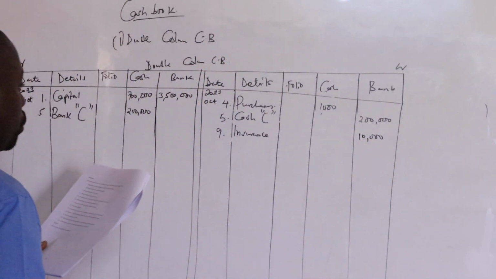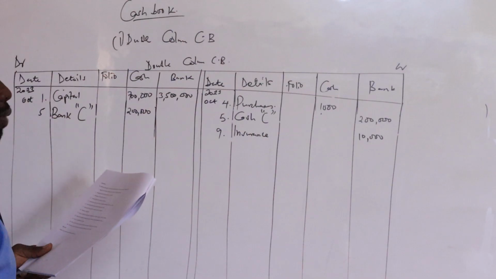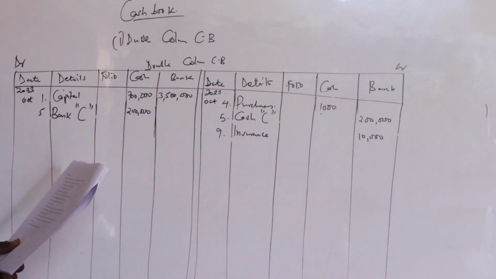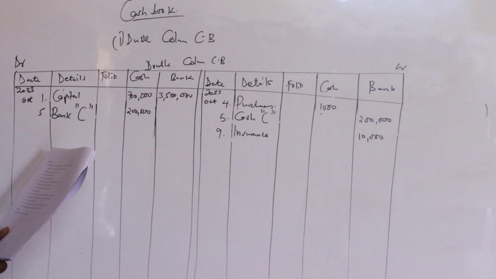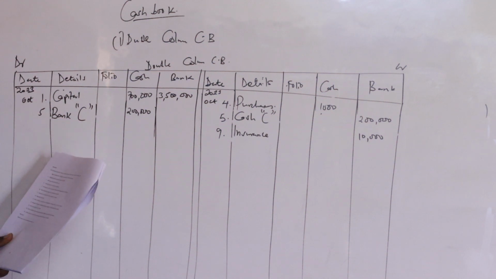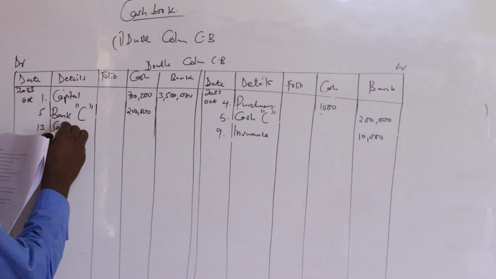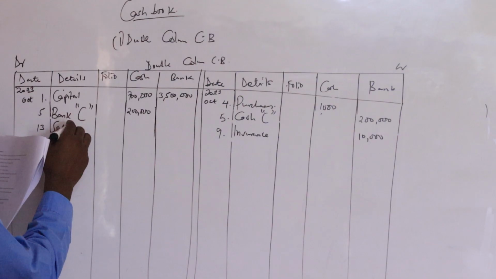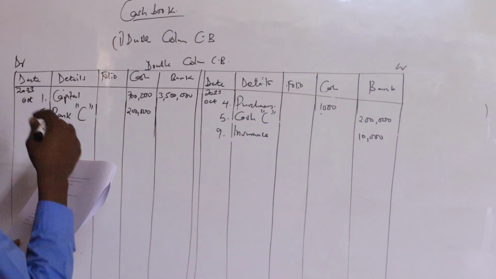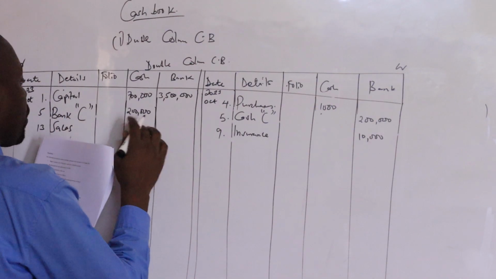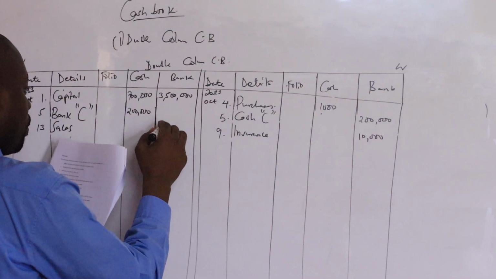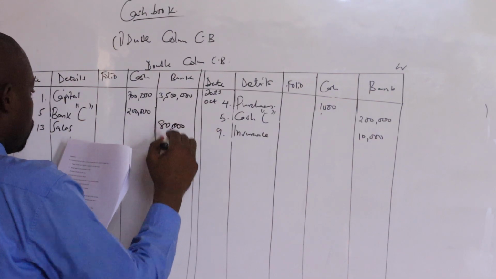On 13th, sold goods. When we sell goods, we are going to receive money from the buyer. So money will come in through which channel? We are told sold goods to PKL amounting to 80,000, receiving payment by check. So on 13th, we are calling them sales. Sales, and their worth is 80 and came by check. So we record under bank column 80,000.